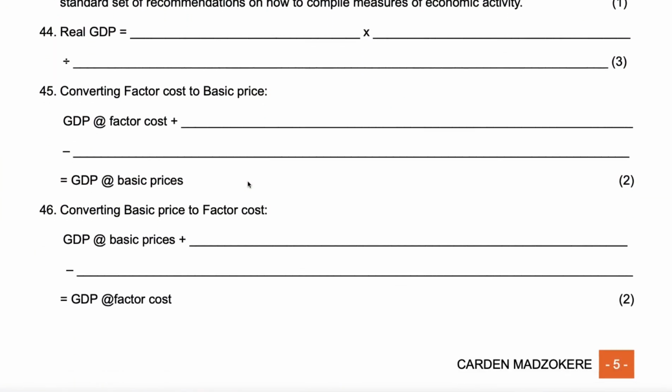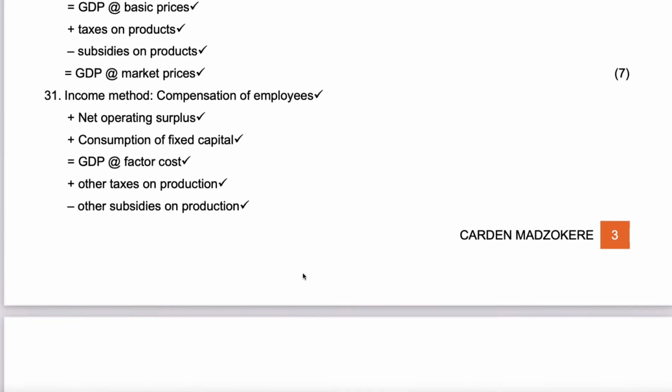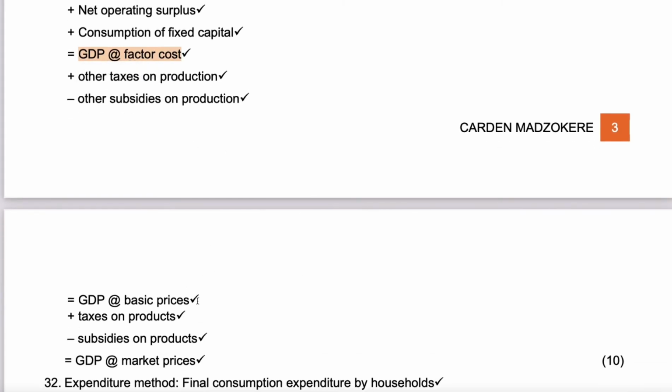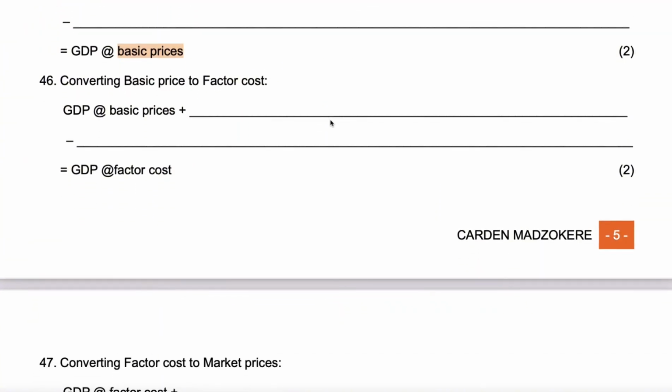So now we're on conversions. How would you convert factor cost to basic prices? Now, this we have done already. It's the same thing. If you have factor cost and you want basic prices, what do you do? You add taxes on production. Take note, production. Then what do you do? You subtract subsidies on production. Then what do you get? You get GDP at basic prices. So basically we are just reversing what we did.